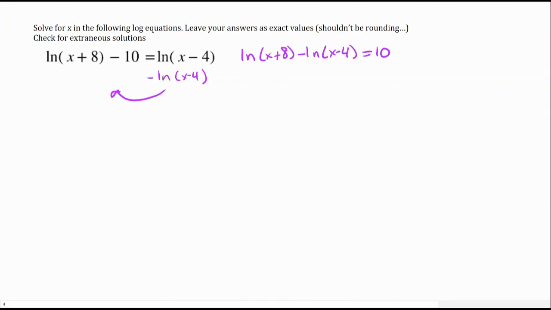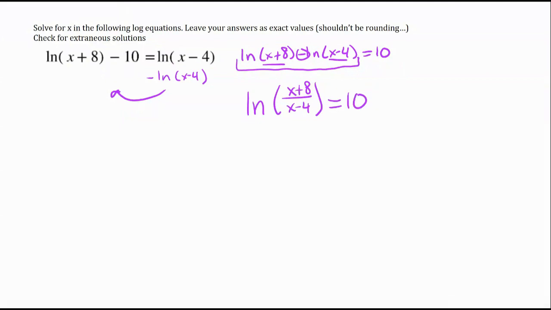10. So again, the goal there was to get all the logs on one side and anything that does not have a log on the other side. So now that I have that, I need to condense my logs, meaning I need to put these two into a single log. And I can use one of my log properties to do that, because when I'm subtracting two logs with the same base, it's like dividing by the stuff that's on the inside. So I have now a single natural log of (x plus 8) over (x minus 4) equals 10.